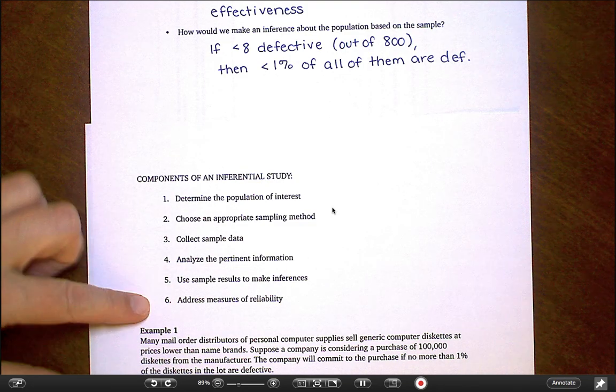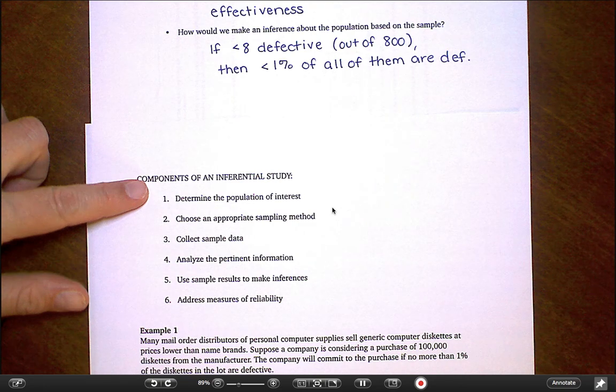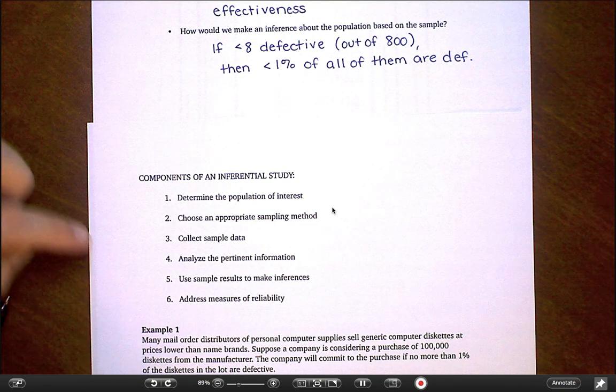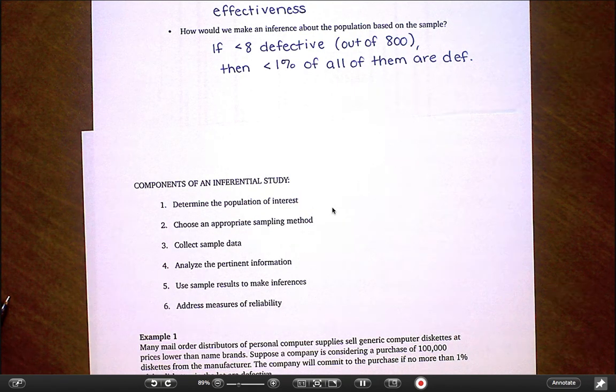That's all this is talking about. I wouldn't put a whole lot of time into memorizing this step by step, but just understand the process that we just went through.